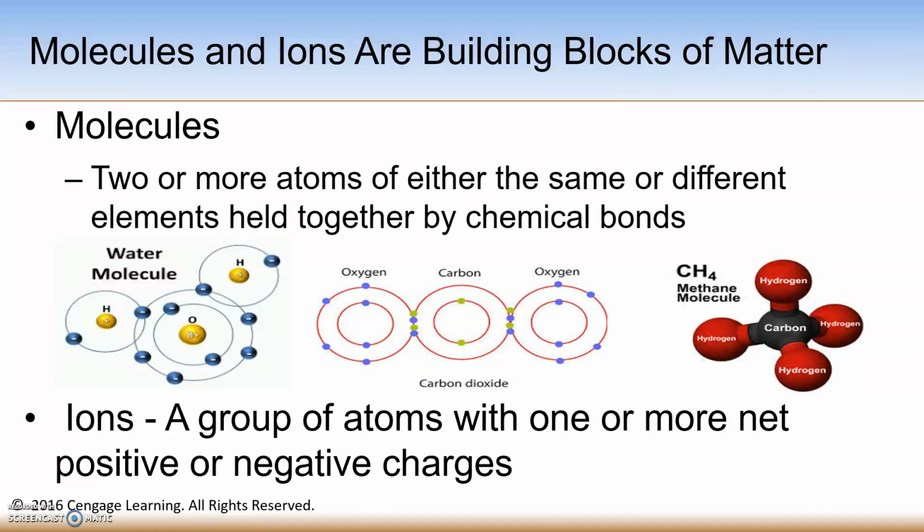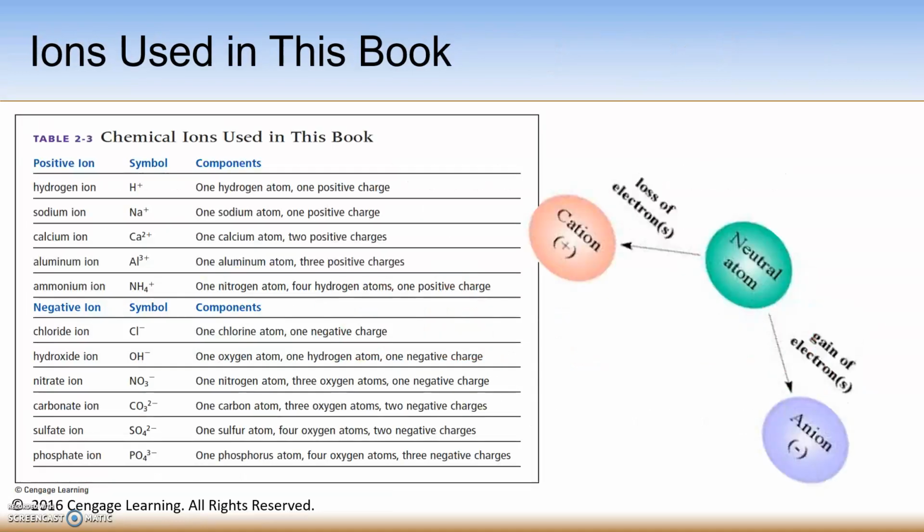A term that you should be familiar with is ions. They are a group of atoms with 1 or more net positive or net negative charge. Ions used in this book are listed on the screen in front of you. The hydrogen ion has a positive charge. The sodium ion has a positive charge, as well as the calcium ion, aluminum, and ammonium. Negative ions are also listed, such as the chloride, hydroxide, nitrate, carbonate, sulfate, and phosphate ion.